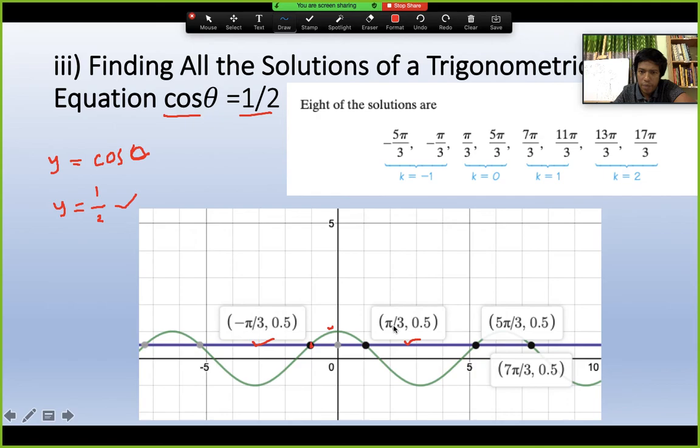Then you can see pi by 3, this pi by 3. And this is minus pi by 3. These 2 points. Then this is 5 pi by 3, so at 5 pi by 3 also we have a solution. Then 7 pi by 3, we have 7 pi by 3 also. There is a solution. And from this picture you can see there is another solution here, in the negative side, and in the positive side also. I think you can imagine now there will be tons and tons of intersections this way.